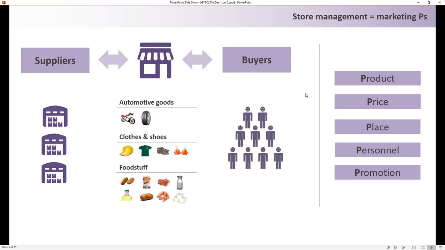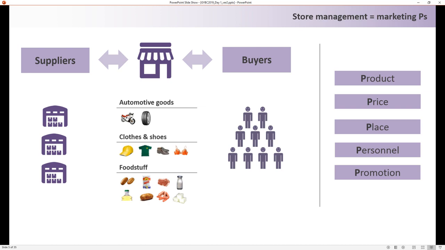First and foremost, in our simulation, retail is a possibility to buy from suppliers and then sell to the final consumers. You have a possibility to manage all 5 P's of marketing: product, price, place, personnel, and promotion. By combining these, you can create a marketing mix, a marketing strategy that works for you and which can be used to generate profit.